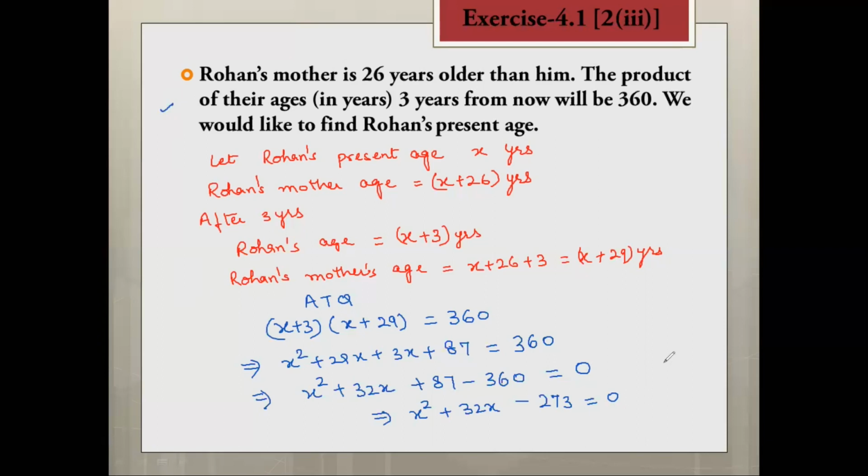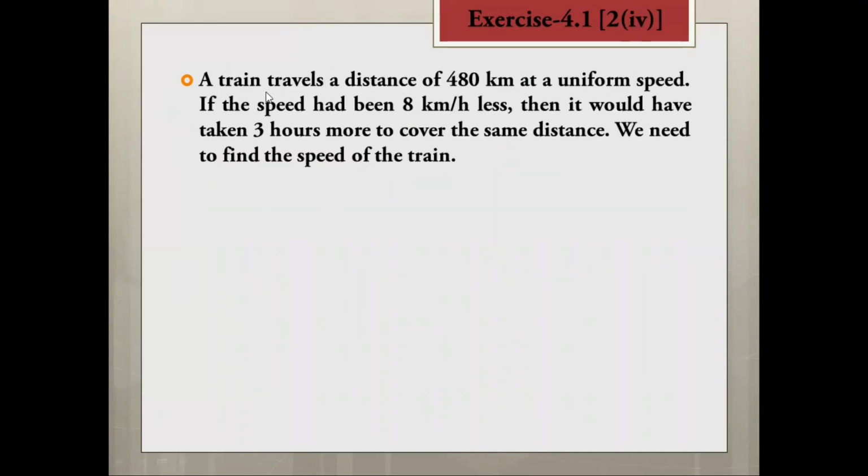So now we are going to discuss the last part of this question number 2. Very important question. A train travels a distance of 480 km at a uniform speed. If the speed had been 8 km per hour less, then it would have taken 3 hours more to cover the same distance. We need to find the speed of the train. Let the speed of the train be x km per hour.